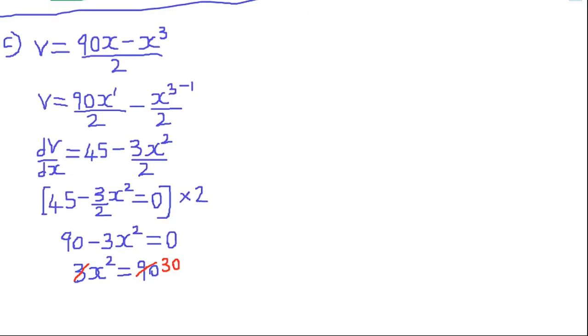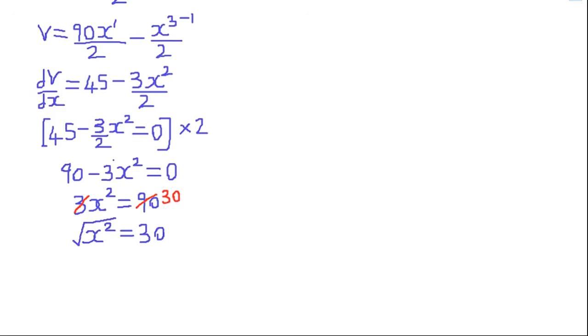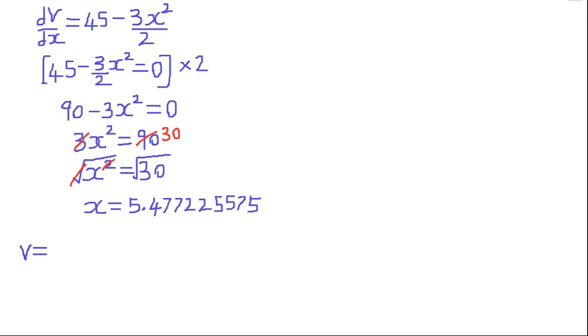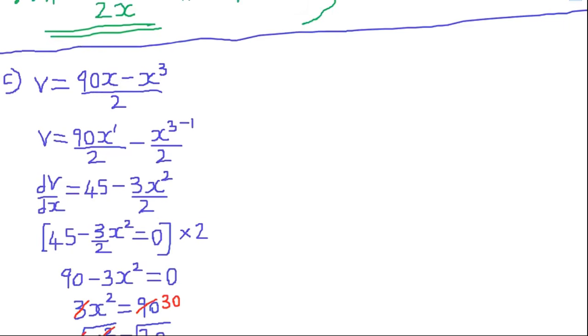So now our main interest is to make x the subject, to find the value of x. What we have to do is to square root both sides. When you square root x squared, we remain with x. And when you square root 30, you are going to get a value of 5.477257. And then in this case, we are going to round it off.